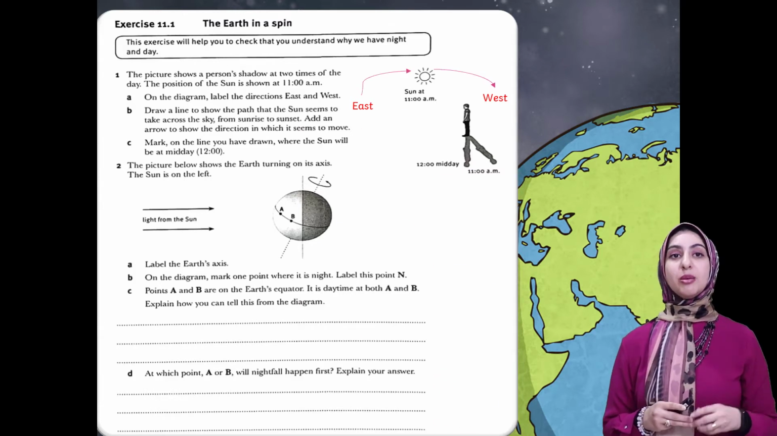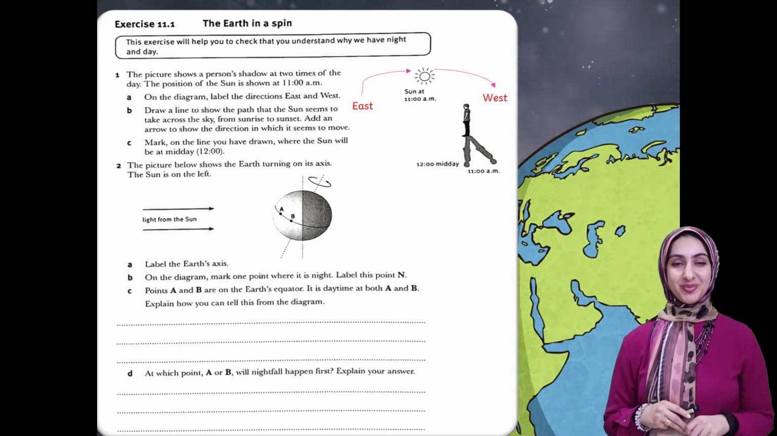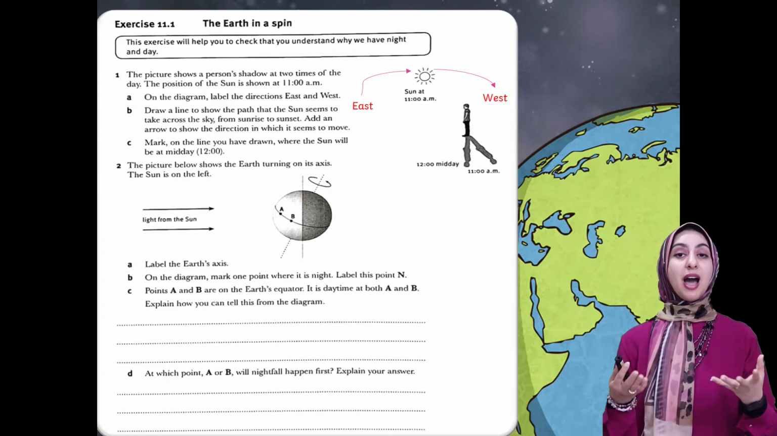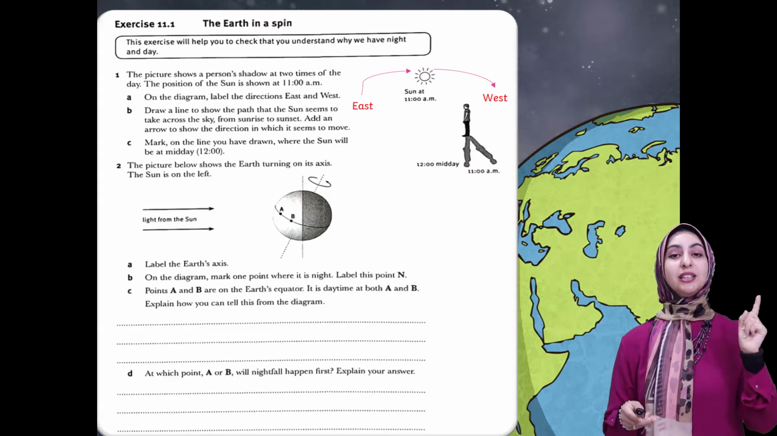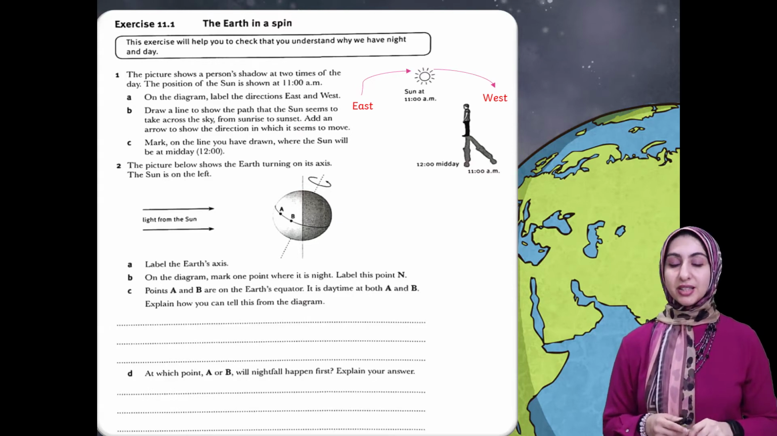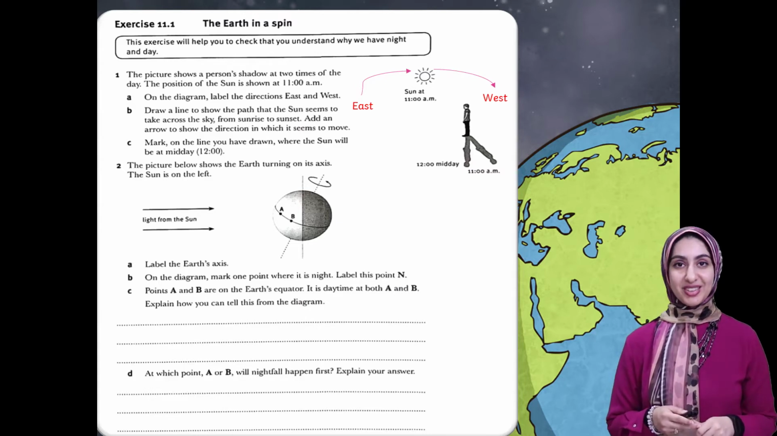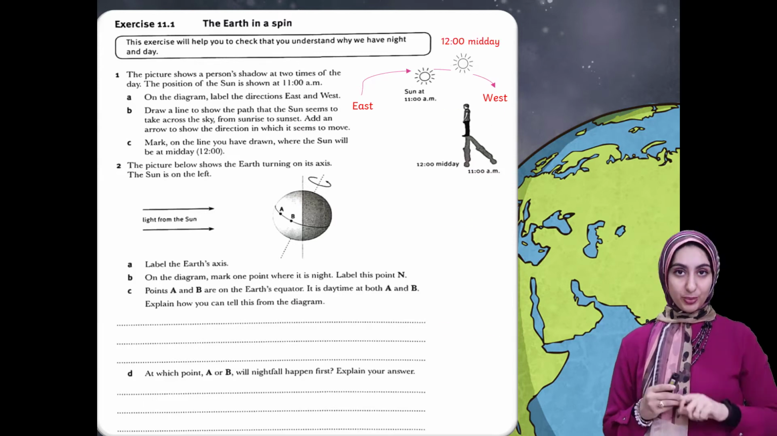Question C, mark on the line you have drawn where the sun will be at midday, 12 p.m. At midday, we know that the sun will be at its highest in the sky, right? And also we know it will make 90 degrees with the earth, right? So the position of the sun at midday will be this one. And if you notice, it will have the shortest shadow.